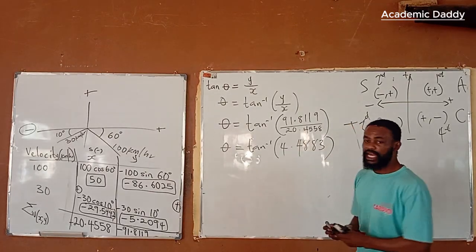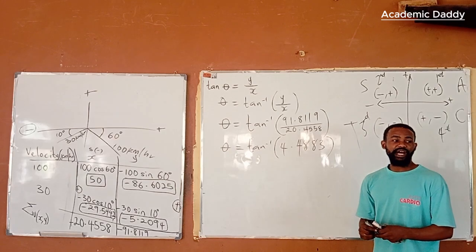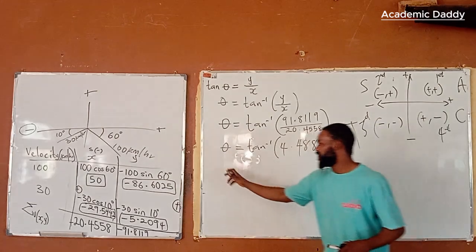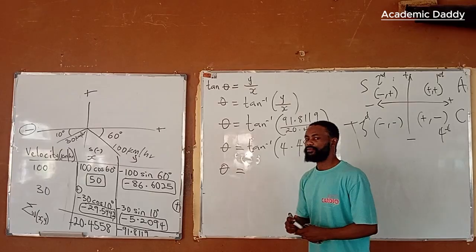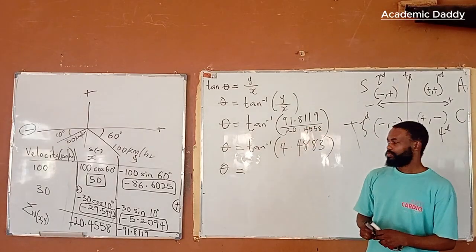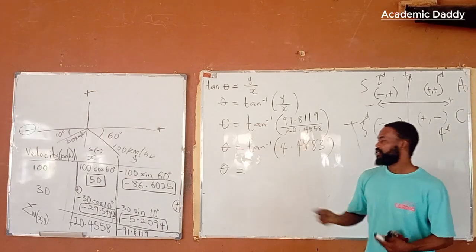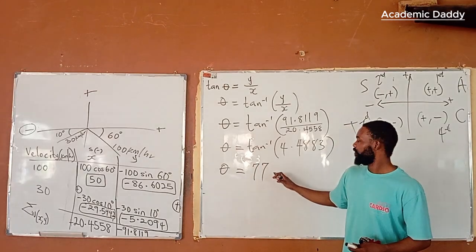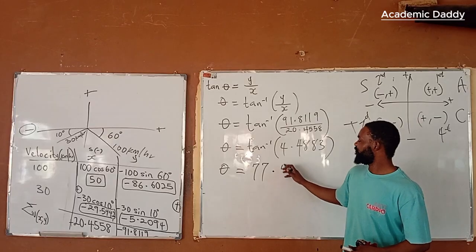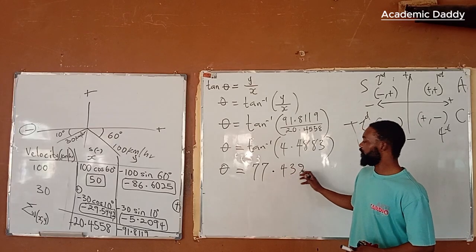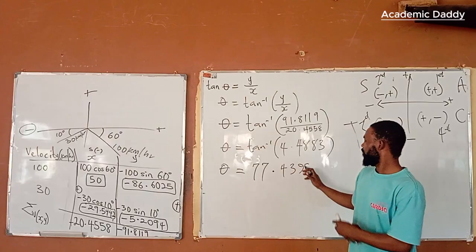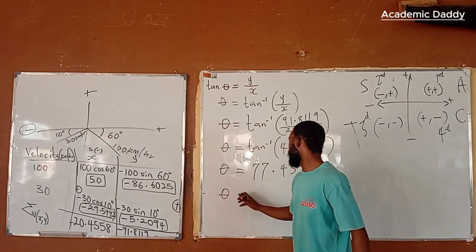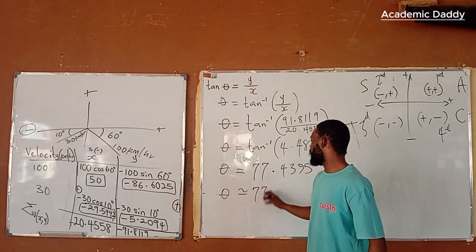4.4883. You see what you have? Yes. Oh, yeah, do for me the tan inverse. See, that will be what? Punch now. 17.4. Like this. 39 what? And this is the center theta, which is approximately 77 degrees.